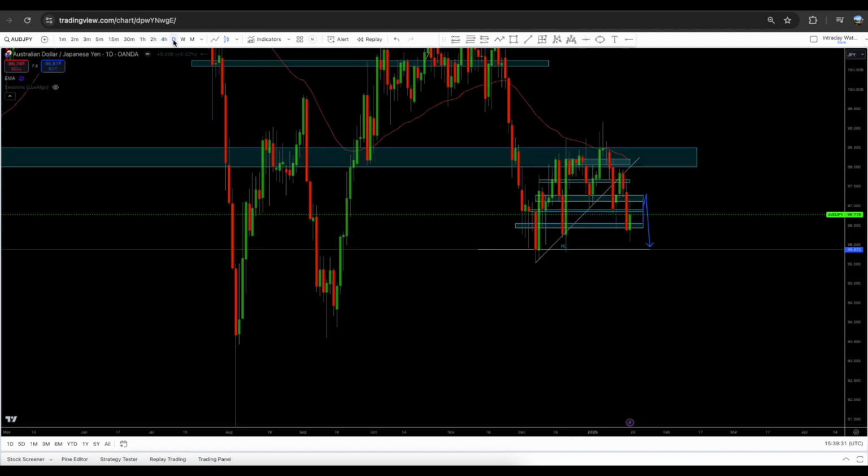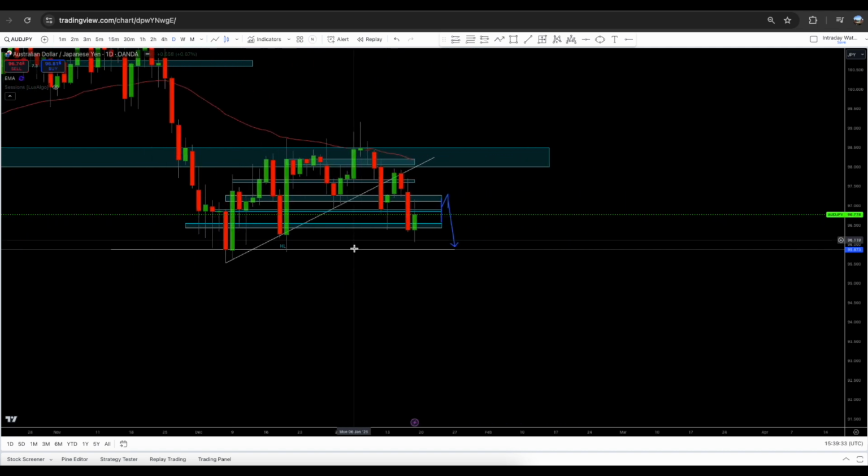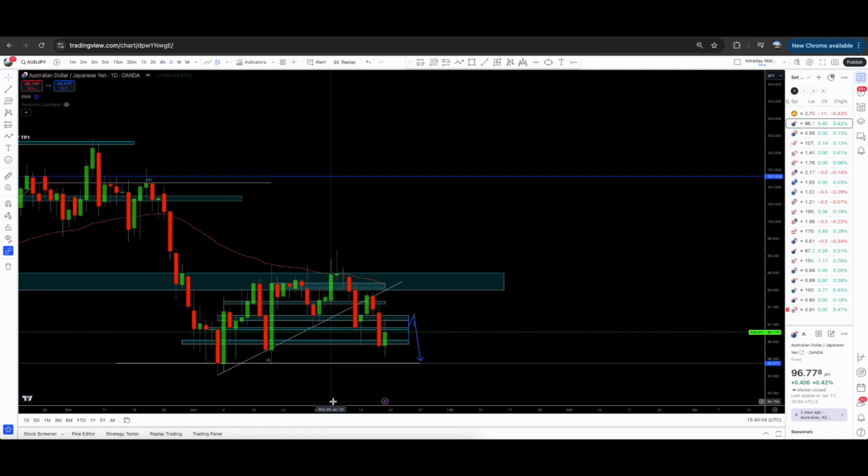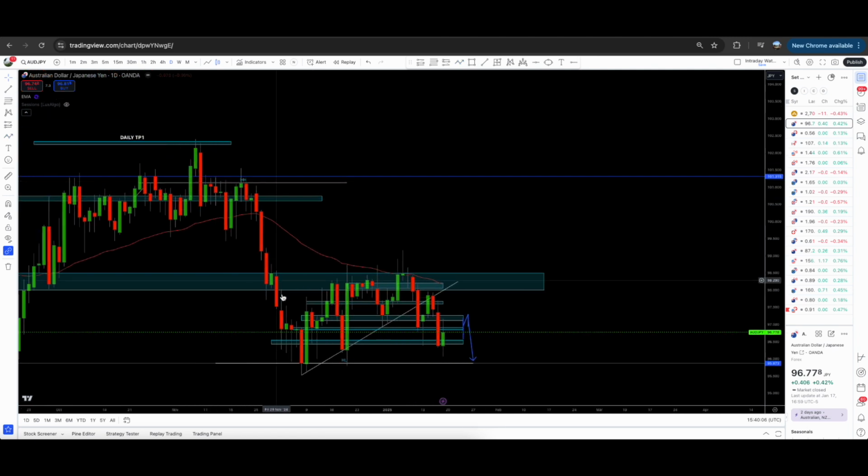But let's go back to the daily to see what really happened. Price broke up and took me out, but I was not afraid of that. When I saw this close, I was like, okay, price is still bearish. The overall move is bearish. Let me show you guys. The overall move, this is the leg right here. The overall daily move is bearish.